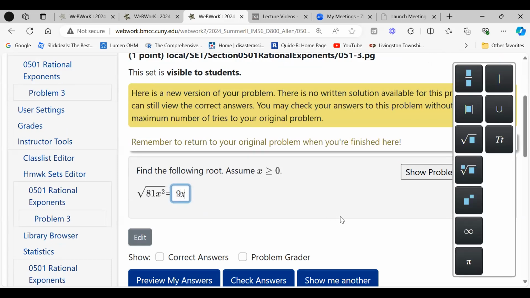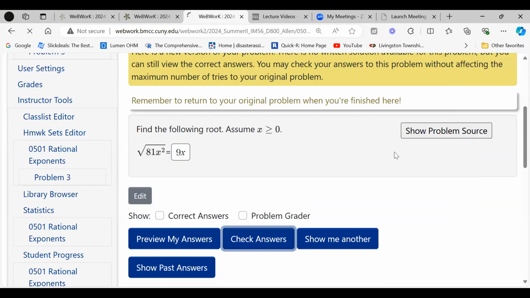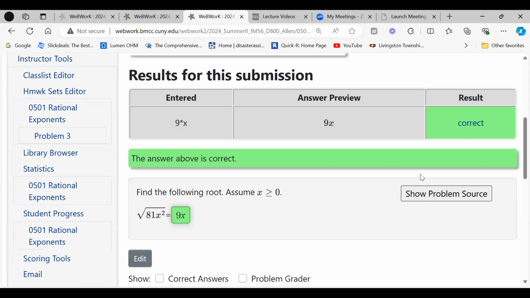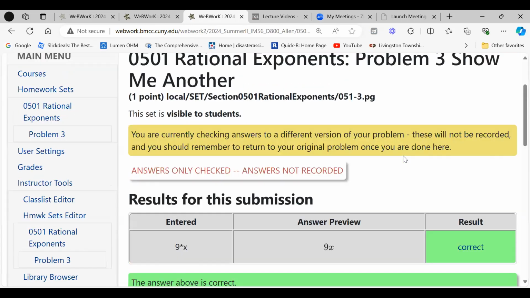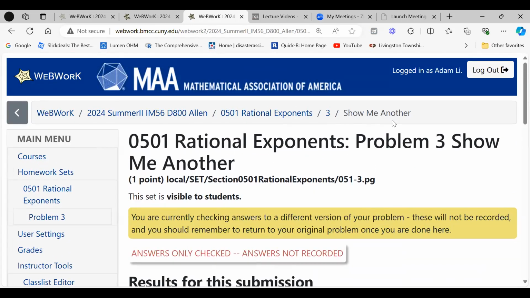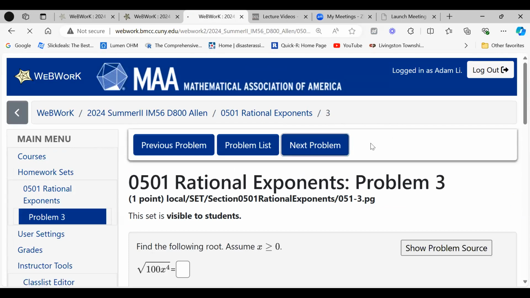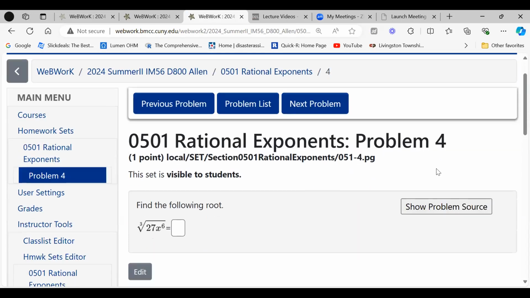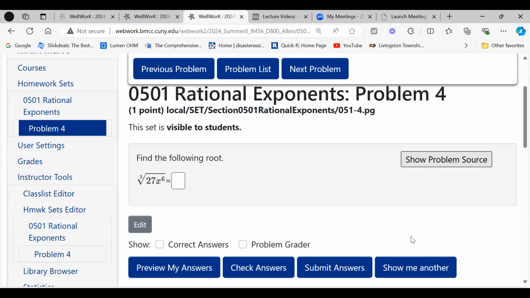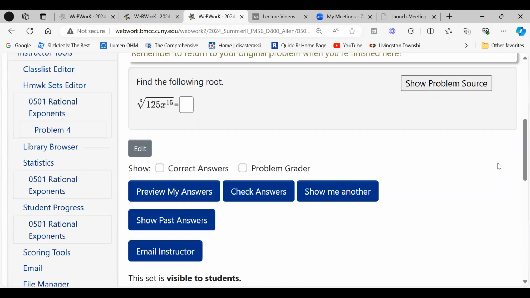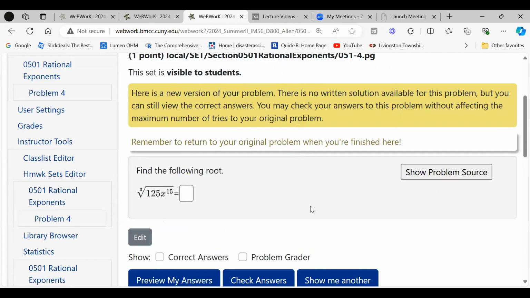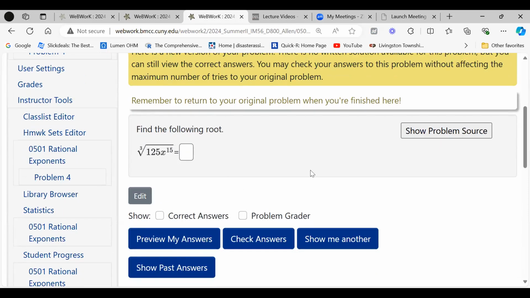9x. Check the answers, it should be good. So this is a very basic training on these radicals, and I'm going to get to some complicated ones in a second. Yeah, let's try this one of this cubic root. I'll try this one first, and I'll let you try another one.